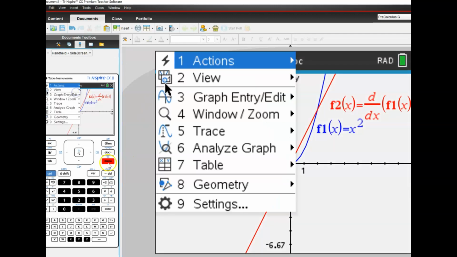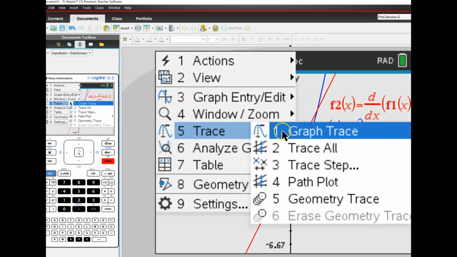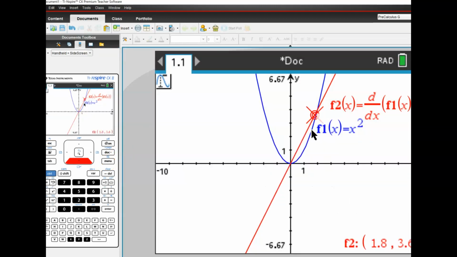Okay. So if you push menu, trace graph, and then you push the down key, check it. Look at this red. It's telling me when... But it's going too fast. X when what? Why was it moving so fast? Because I was moving it. I was moving it away from everything else.